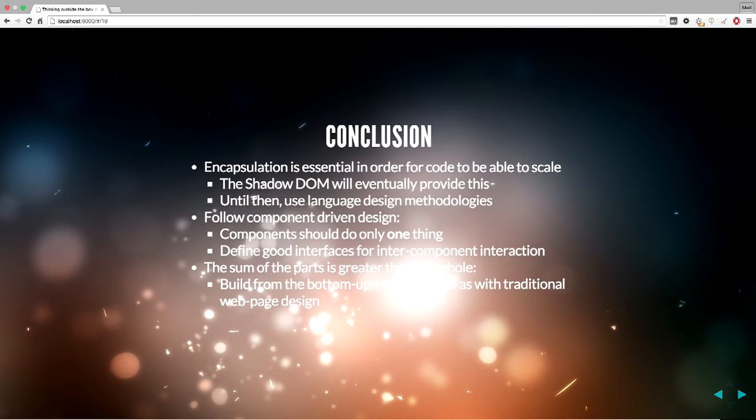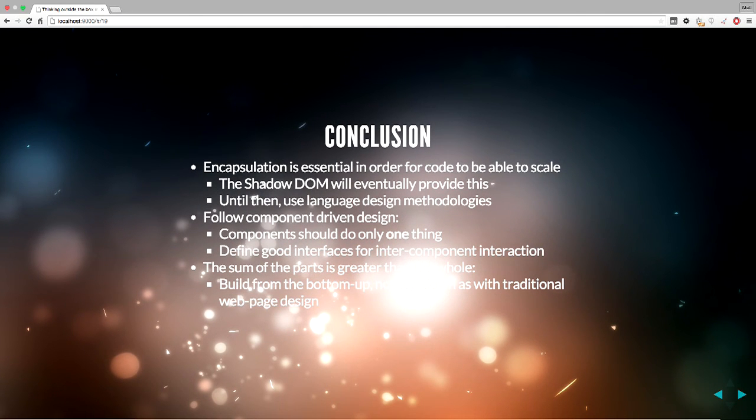And really, to sum up, CSS as a language really wasn't designed initially to be used this way, but being engineers, we found a way to make it work. And the shadow DOM will eventually solve most of these problems and give us the encapsulation we desperately need. But until then, we have to work around the problem and use language design methodologies and other tools, pre-compile processes, etc. And by following component-driven design, it helps focus you in terms of this component should only do this one thing, and ultimately the sum of the parts is greater than the whole.